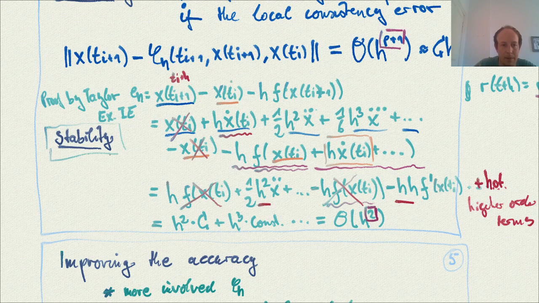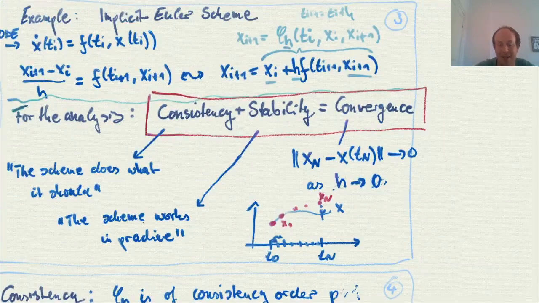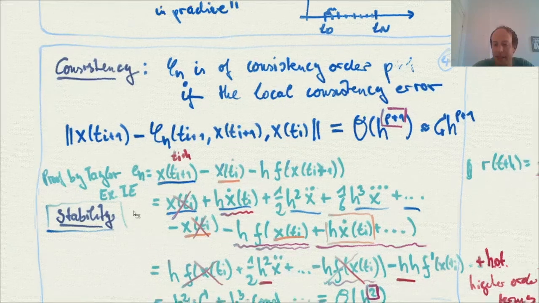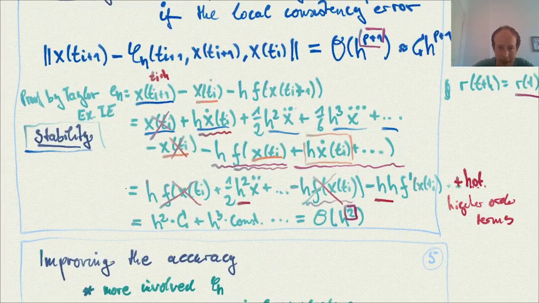This means rounding errors. Oh, forget about it. So stability means the scheme works in practice. There might be rounding errors that accumulate, and stability tells that the accumulation is not that bad. All right. And so this is how one can approximate ODEs.